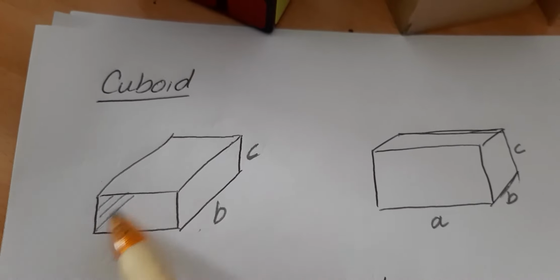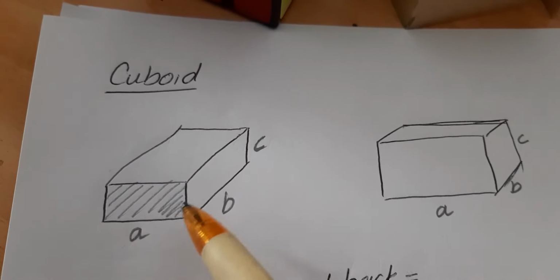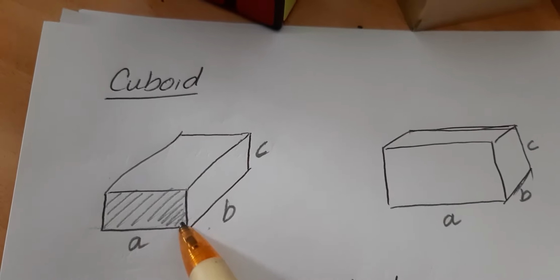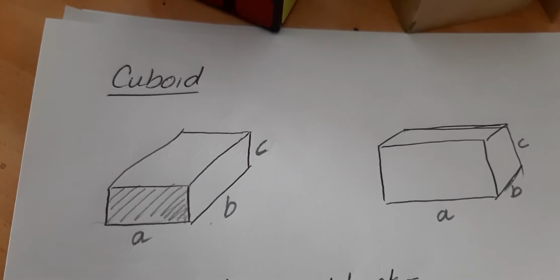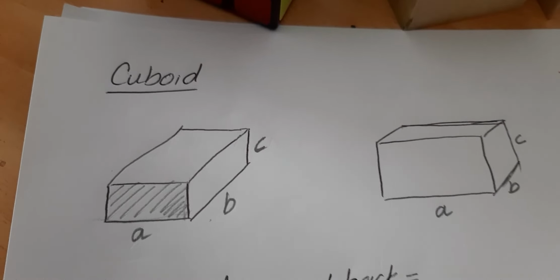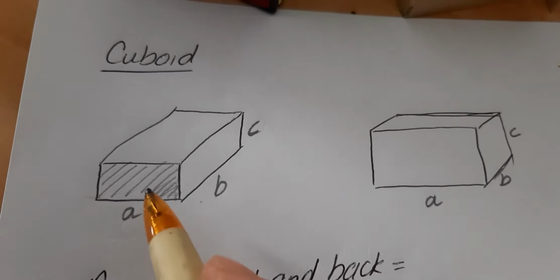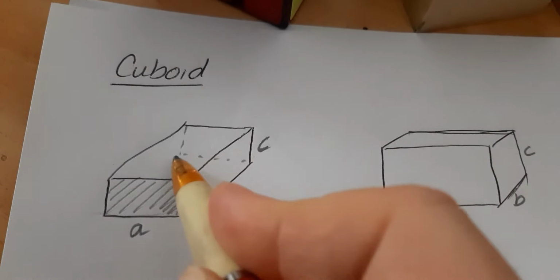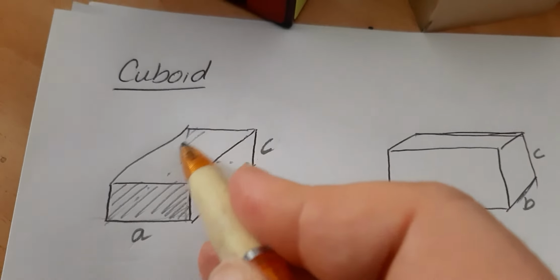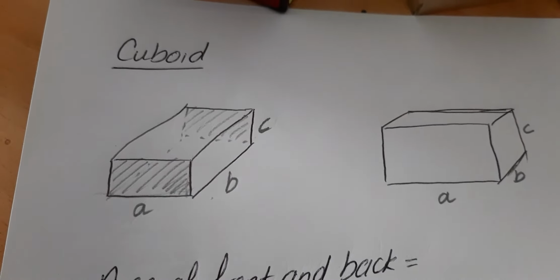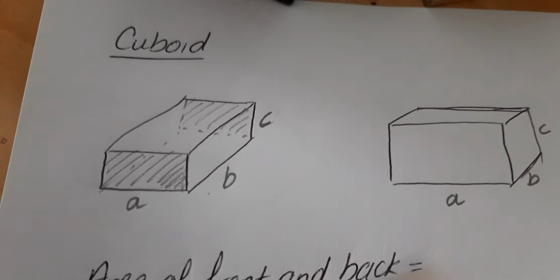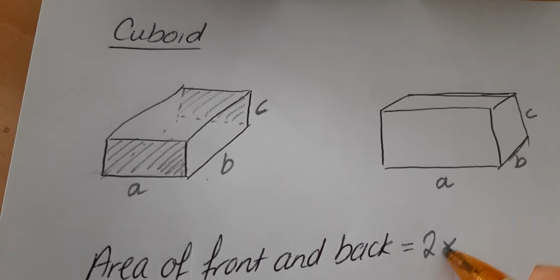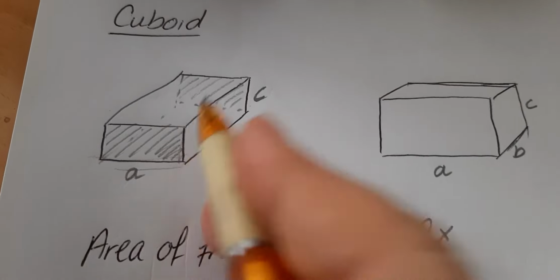What's the area of the front? The area of the front will be A times C. So we have 2 of those, because we have one at the front and one at the back. If we think about it, we have one at the back right here. So there's another one exactly opposite. So the area of the front and back is 2 times A times C.